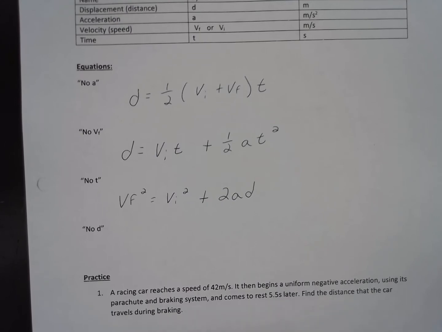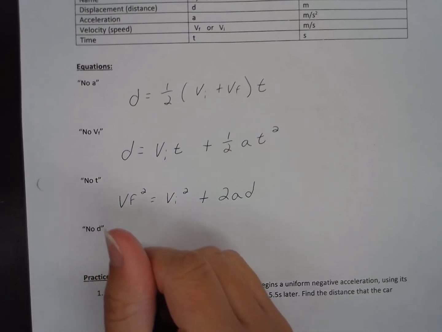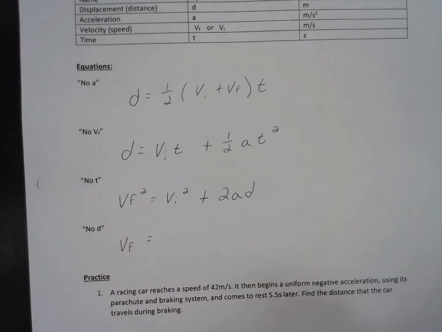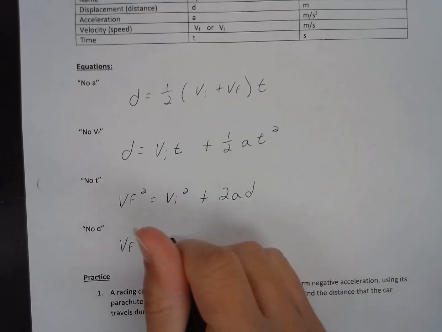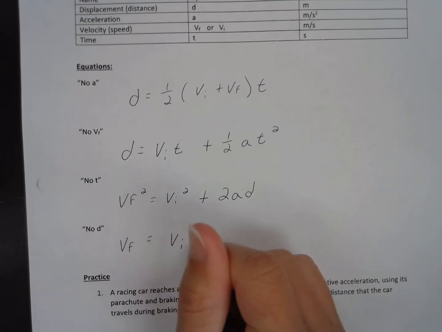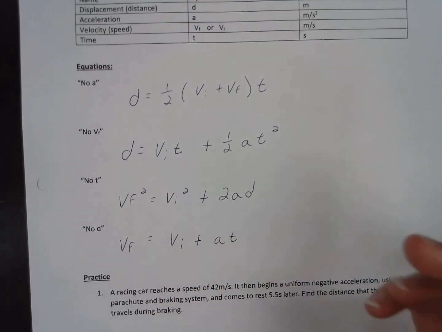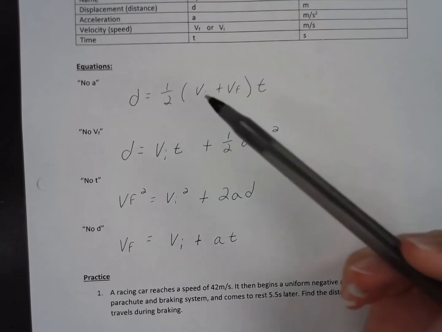And then the no D equation. So this is when we're missing how far something travels, but we know the initial and final speed, and we know time, and we know acceleration. This one is set up to solve for velocity final. And so velocity final is equal to velocity initial plus A times T.